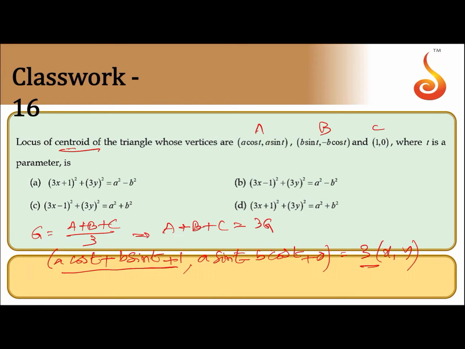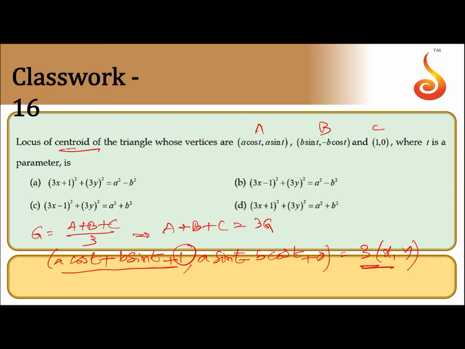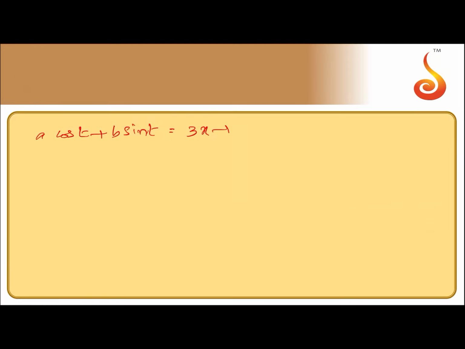Equating the first coordinate to 3x, and taking the 1 to the right side, you can write a cos t plus b sin t is equal to 3x minus 1. And similarly, a sin t minus b cos t is equal to 3y.